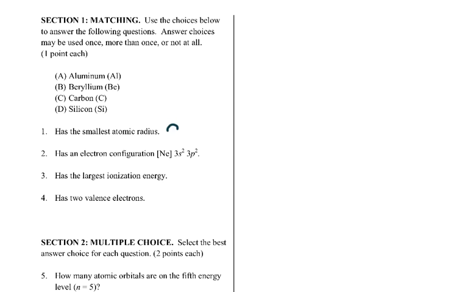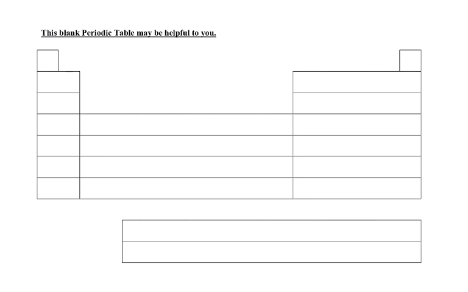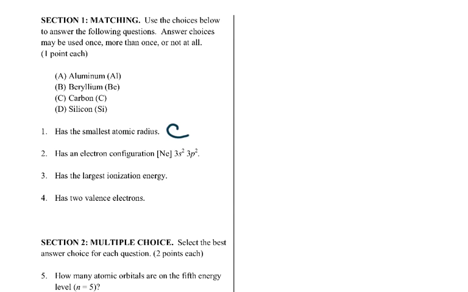So that's C. Which has an electron configuration 3s2, 3p2? 3s2 is here, 3p2 was over here, so it's going to be carbon or silicon. Both of those have 1s2, 2s2, and then 3s2. So 3s2, 3p2 has to be silicon, which is answer D.